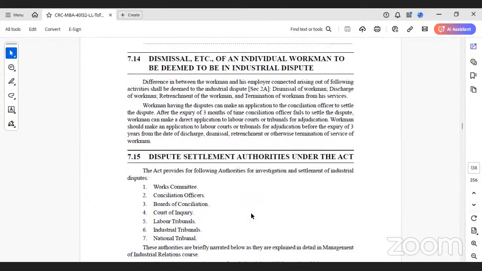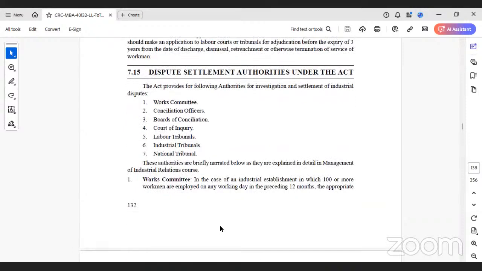Now, the dispute settlement authorities under the Act are, we have so many committees, like works committee, conciliation officers, board of conciliation, court of inquiry, labor tribunals, industrial tribunals, and national tribunals. So what is a works committee?